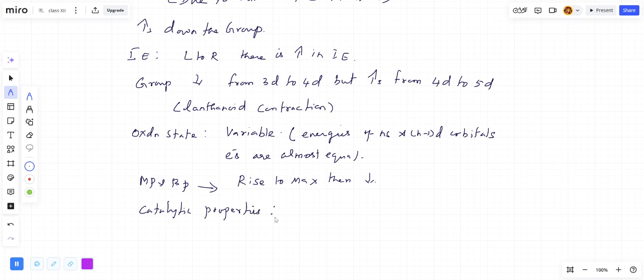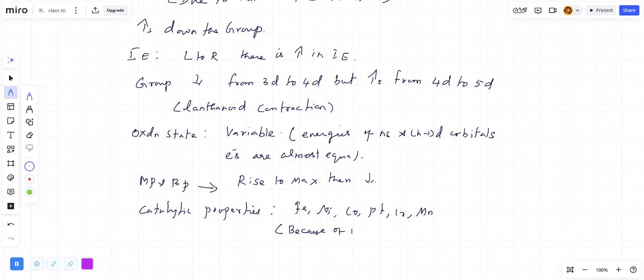If you take catalytic properties, many of the transition metals and their compounds, particularly oxides, act as catalysts for a number of chemical reactions. For example, iron, nickel, cobalt, platinum, chromium, manganese, and their oxides and compounds are used as catalysts. The reason is that all transition metals show multiple oxidation states, and they have large surface area, so all the metals work as catalysts.